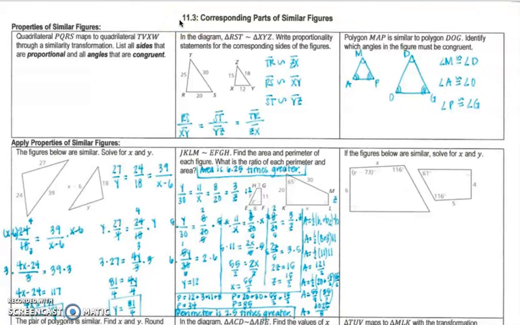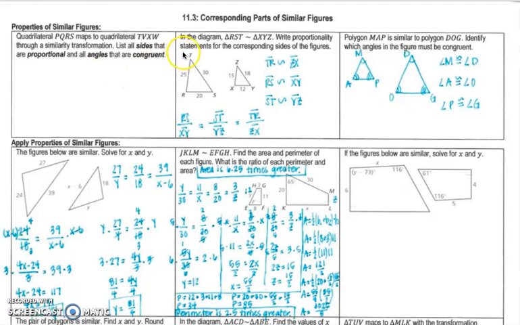Today we're going to be going over 11.3 notes, which is corresponding parts of similar figures. We have no new vocab, so we're going to jump right into the lesson. Properties of similar figures is our first example, and I've left the first one blank for you because it's a combination of the next two. I've done the next two for you, and if you would like, I would recommend identifying your proportional sides and congruent angles.